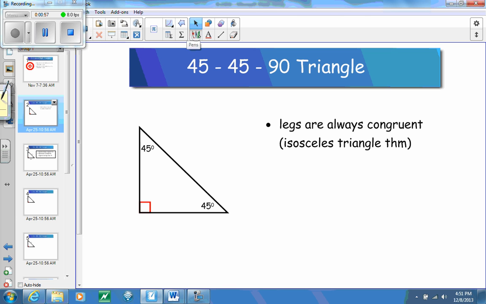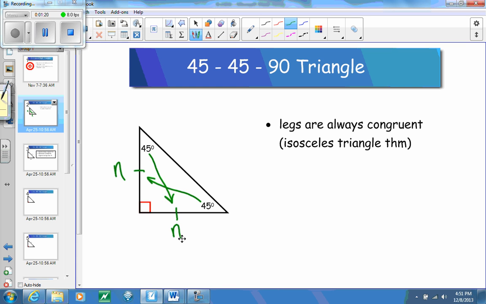Just as a little bit of review, the fact that we have two angles that are congruent to each other means that our triangle has to be an isosceles triangle because of the isosceles triangle theorem. If the angles in a triangle are congruent, that means its opposite sides have to be congruent to each other. So in this case, I'm going to use n to represent the side lengths here, and they're both the same. Well, if we want to figure out what the hypotenuse is, we could use the Pythagorean theorem.